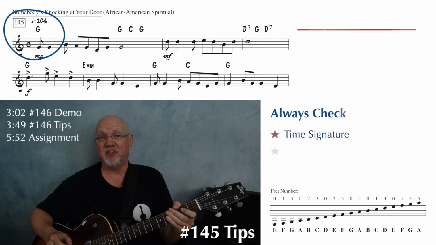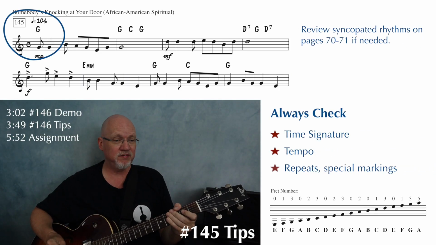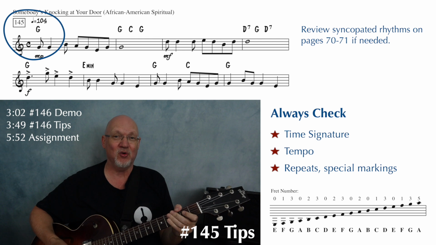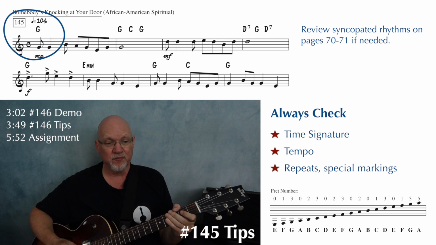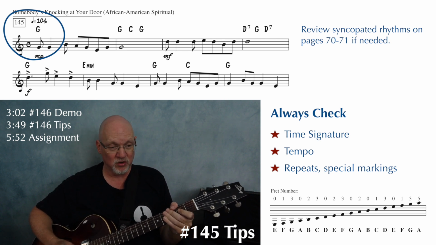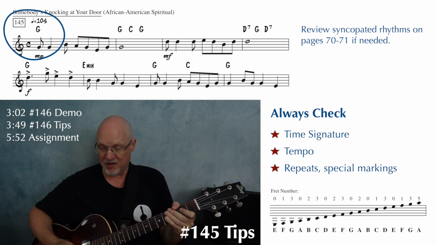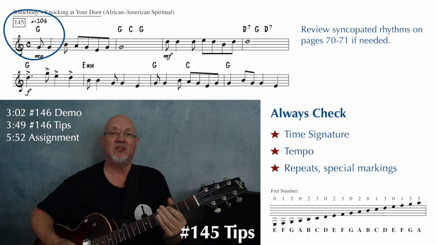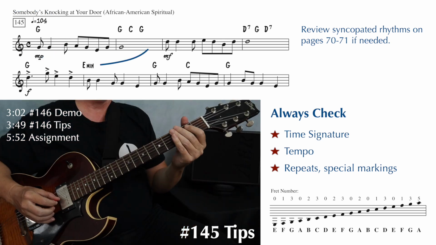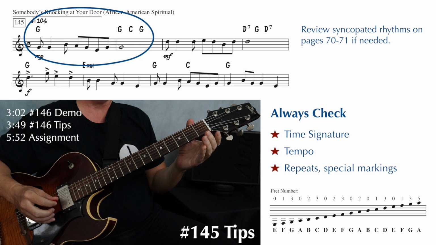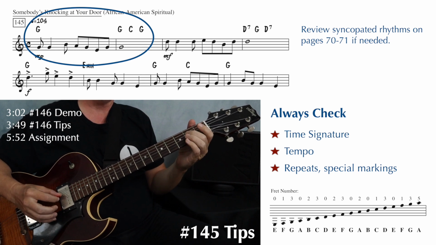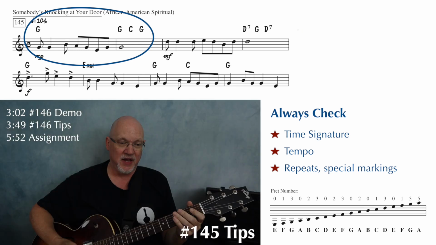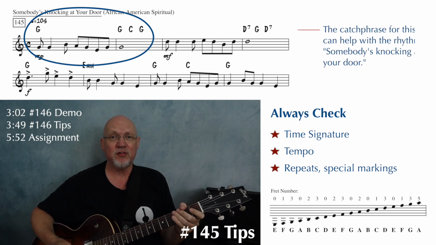At the top of page 72, we have number 145, Somebody's Knocking at Your Door. This is in common time, same as 4/4 time, and the tempo is quarter equals 104. We're going to have plenty of syncopated rhythms in this one, starting with the first measure. We have 1 and 2 and 3 and 4 and 1. And you're going to hear and see that rhythm all throughout this song.